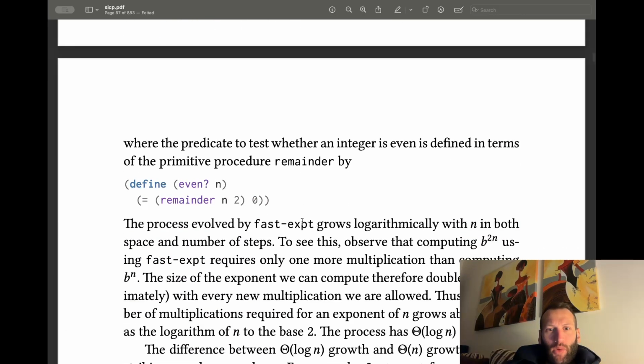The predicate to test whether an integer is even is defined in terms of the primitive procedure remainder. If the remainder of n divided by 2 is equal to 0, then the number is even, otherwise the procedure returns false.